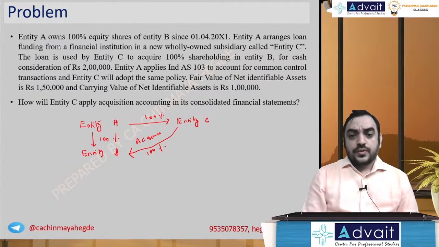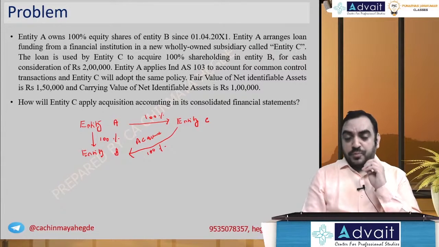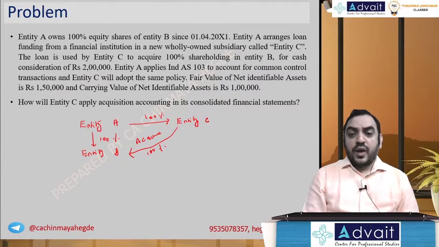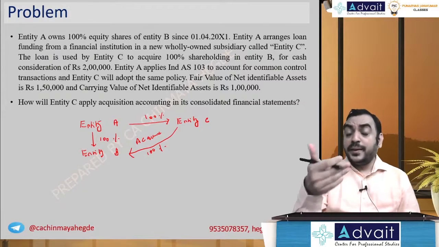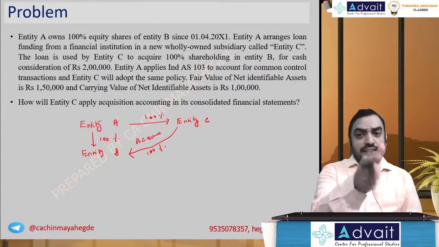Entity A applies Ind AS 103 to account for common control transaction. Entity C will adopt the same policy. Fair value of net identifiable asset is 1,50,000. Carrying value of net identifiable asset is 1 lakh. How will entity C apply accounting in its financial statements? So you can see earlier, entity B was under entity A. Now entity B will be under entity C, and under whom is entity C? Entity C is under entity A only.